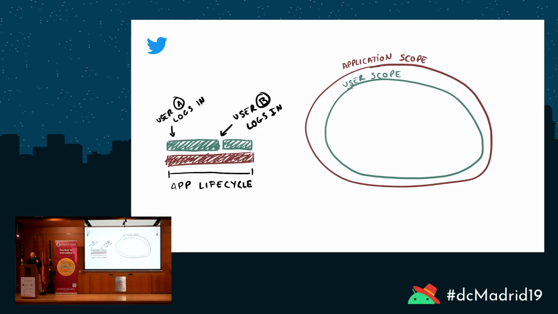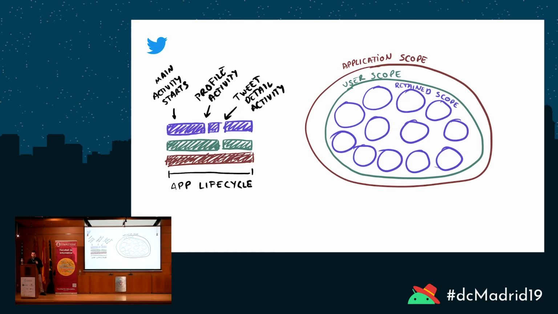So we have the user scope, and it starts when the user logs in, gets killed when the user logs out, and then some other user logs in, so we have a new instance here. Then we have something that we haven't seen quite a lot around, which we call the retain scope. And these supposedly map to, let's say, your feature streams.